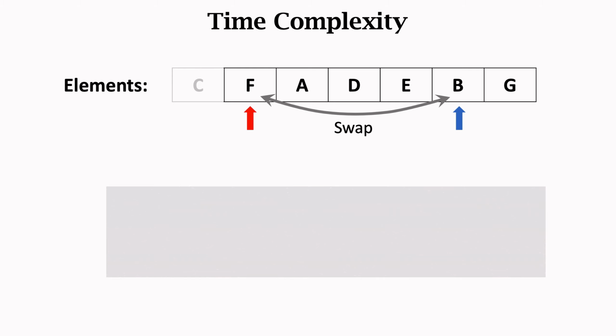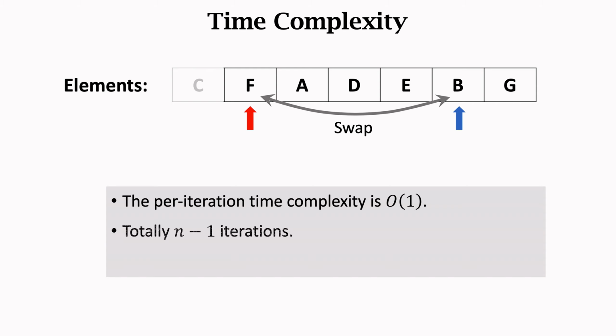Finally, let's analyze the time complexity. In each iteration, we randomly generate an integer, j. Its time complexity is constant, unless n is too big. Then we swap the ith and jth elements. The time complexity of swapping is also constant. In sum, the per-iteration time complexity is constant. The total number of iterations is n-1. Thus, the overall time complexity of the modern version is big O of n.